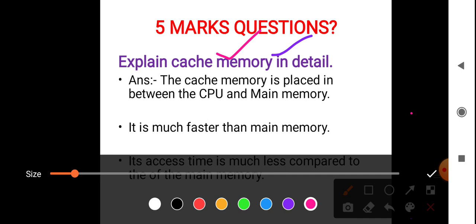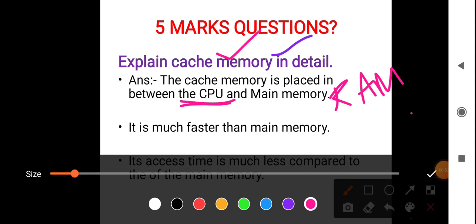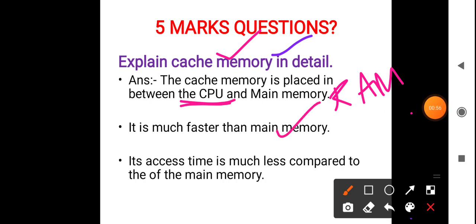It is a high speed memory which is placed between the CPU, the processing unit of our computer, and the main memory. So what is main memory? RAM. And the CPU is the processing unit of our computer. Between these two components of a computer, the cache memory is placed. The cache memory is faster than the RAM.